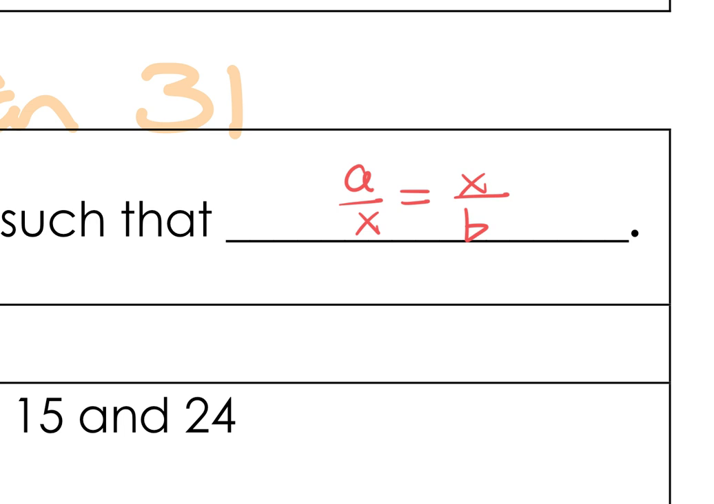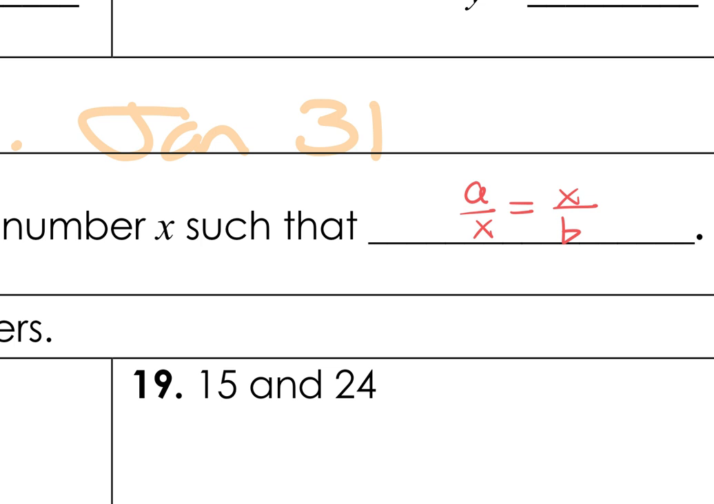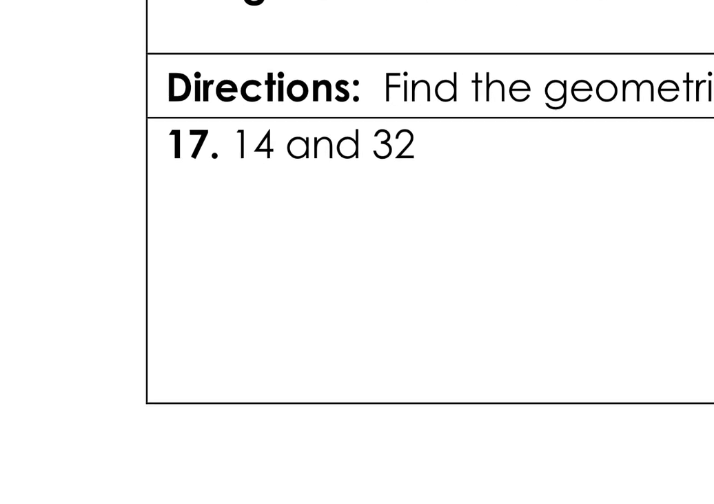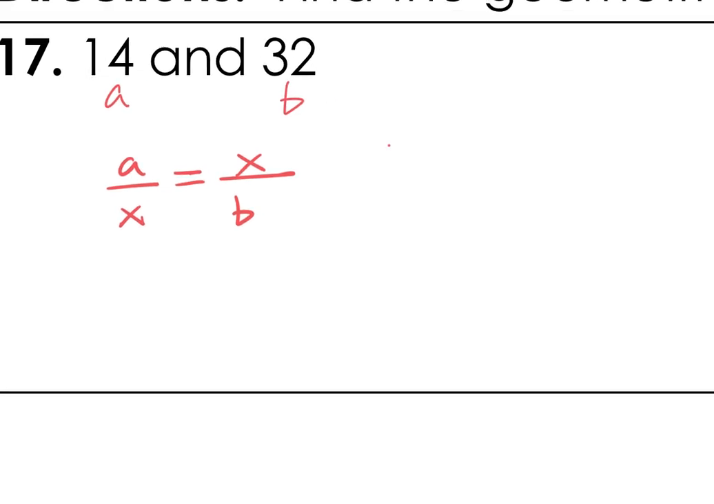So it starts off really easy with geometric mean because they're just giving me numbers. I have no figures to look at whatsoever. And so as we take a look at number 17, this is going to be the A, that's going to be the B. They're telling me, hey, find the geometric mean of 14 and 32. If I start with my proportion for geometric mean, I'm just plugging in A and B. So it's going to be 14 over x equals x over 32. That's it.